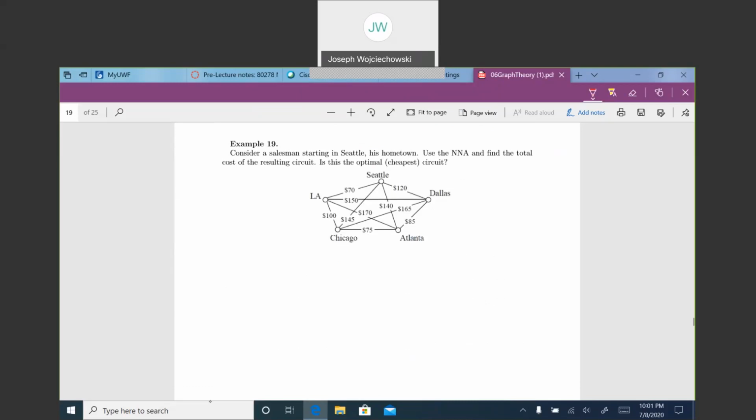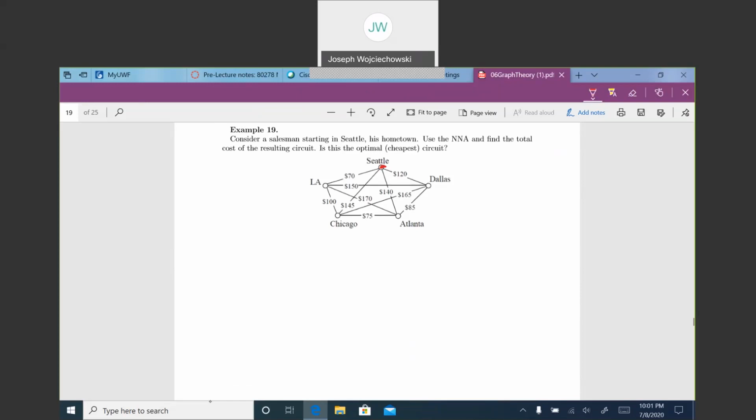Go back to this original graph. Consider the salesman starting in Seattle, so we're starting in Seattle. Use the nearest neighbor algorithm and find the total cost of the resulting circuit. Is this the optimal, cheapest circuit? Okay, so we're going to start at Seattle. Where's our nearest neighbor? Well, this is 70. That looks like it. 145, 120, and 140. So then I'm going to LA. And there I am, I'm in LA. And here's 100, here's 150, and here's 170. So it looks like I'm going to Chicago.